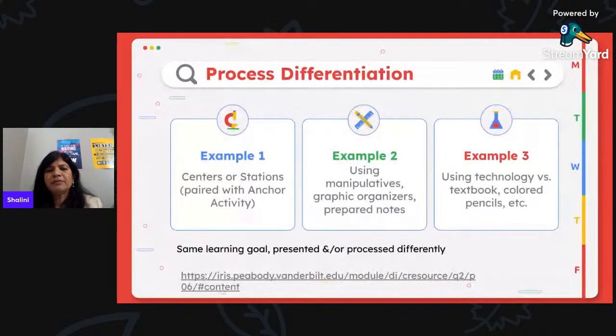Again, for process differentiation, we have to use different manipulatives or graphic organizers, or the way the children would like to process the information. Accordingly, we need to select the choices for them, and how and who they would like to work with. We can also design some learning centers in the classroom and then decide how the children will move around those centers to process the information.